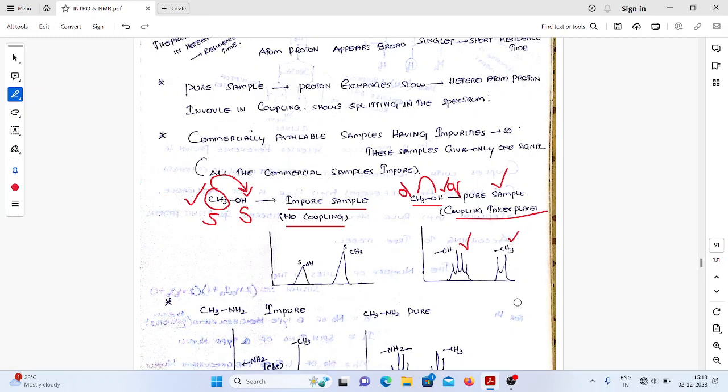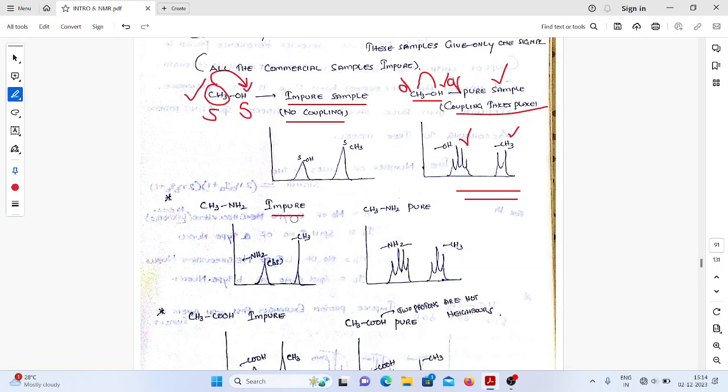So whenever you take the pure sample, proton exchange is not possible. Because of the non-possibility of proton exchange, the coupling phenomenon takes place. The n plus 1 rule we can follow. Thereby we will identify the different kinds of signals. Similarly, in case of an impure sample, what is happening? These two protons are always exchanging with the two protons of the second molecule. That's why these three protons will not recognize the NH2 protons. That's why no coupling.